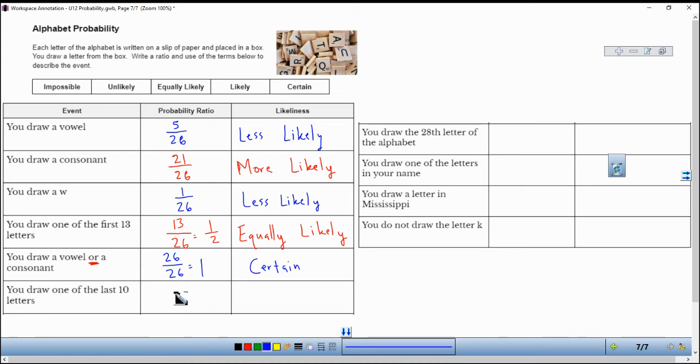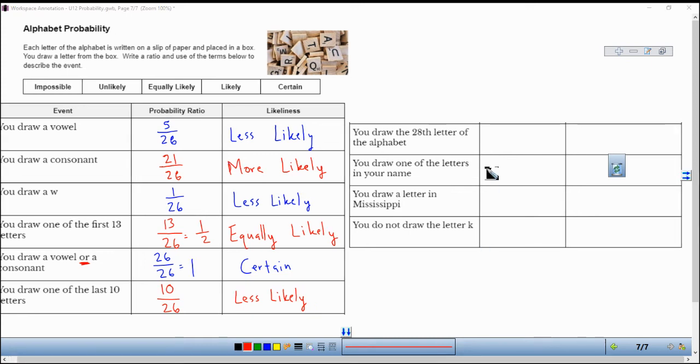You draw one of the last 10 letters. The last 10. Well, how many letters are in the last 10? There's 10 of them. How many total letters are there? There's 26. So that 13 out of 26 is half. That's equally likely. This is less than that. This is only 10 out of 26, so it's less than half. So we might say less likely for this. It's still certainly possible, but it's less likely it's going to happen. You're more likely to pull out one of the first 16 letters if that's the case.